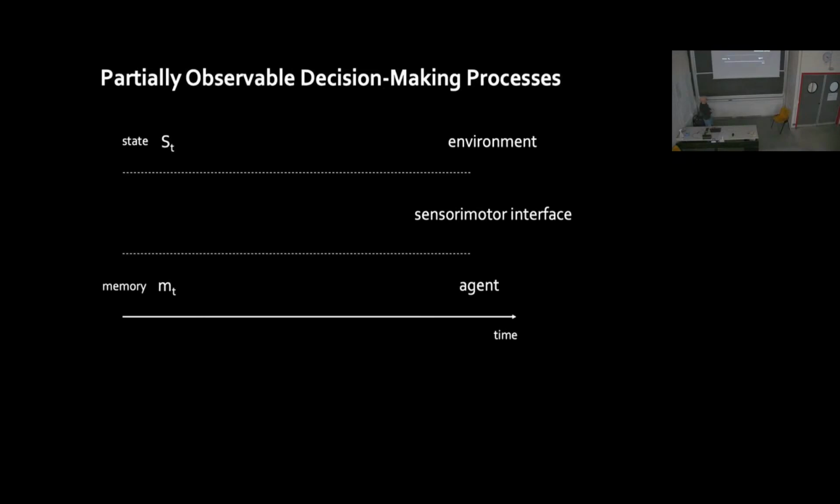So, in very general terms, in every decision process, you can partition the universe into 3 compartments. One is the environment, which is everything that is outside. Outside of what? Outside of the agent, which is the individual, in this case, which makes decisions. And then there is an interface between the environment and the agent, which is called the sensory-motor interface. Any exchange of information, any action between these 2 compartments happens across this interface.